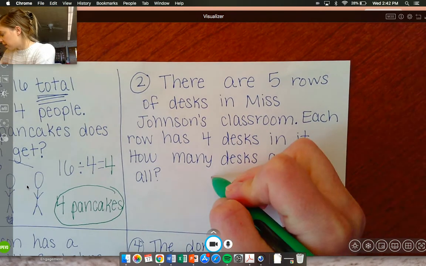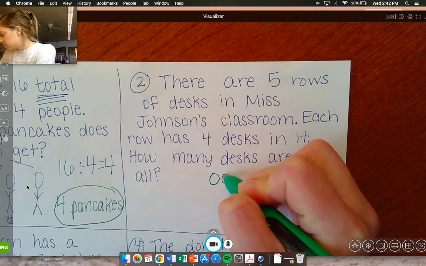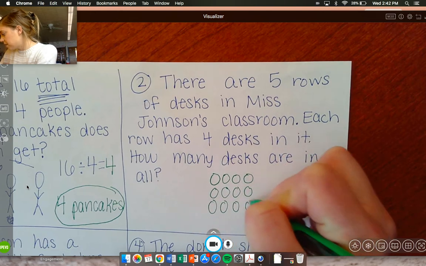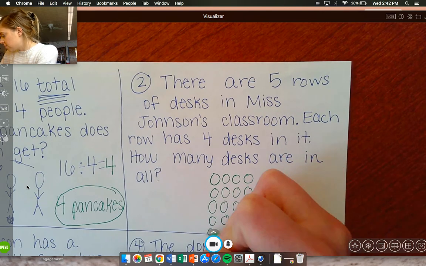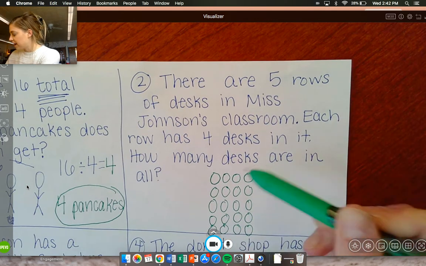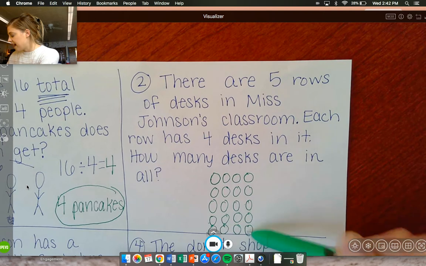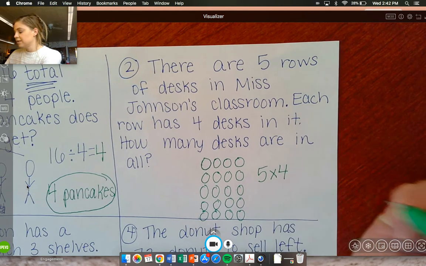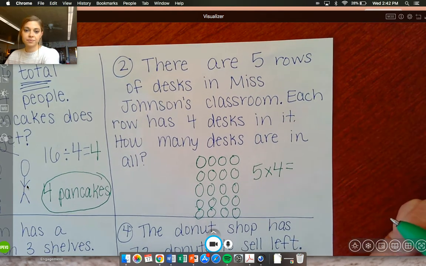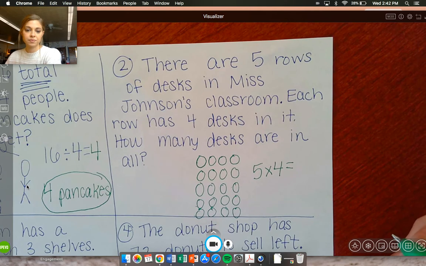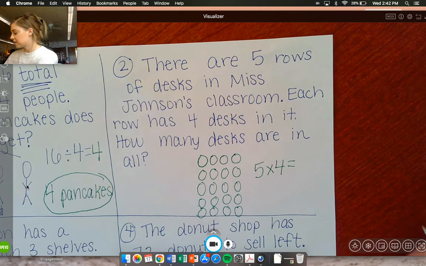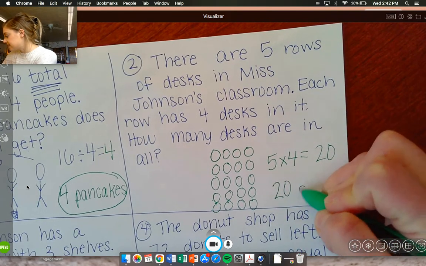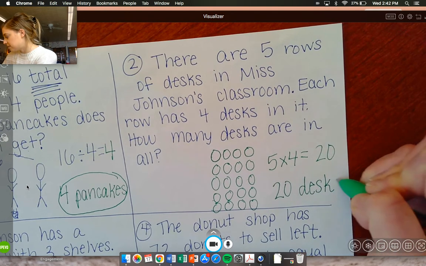So if I do 5 rows of 4, 1, 2, 3, 4, 1, 2, 3, 4, 1, 2, 3, 4, 1, 2, 3, 4, 1, 2, 3, 4. So right here I have 1, 2, 3, 4, 5 rows of 4. That would be 5 times 4. Well, what does 5 times 4 equal? If you're thinking 20, then that's the correct answer. So the answer would be 20 desks. That is the total. That is what we had to figure out.